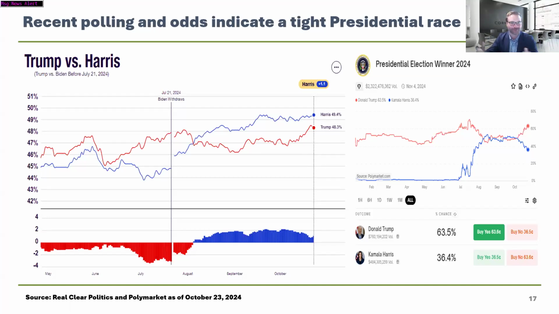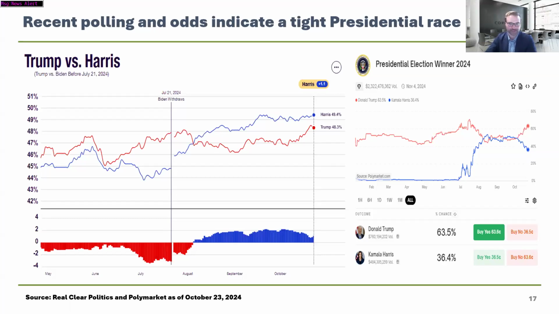So it's a global phenomenon, and we've pulled in some polling data and some data from the odds markets as of a couple of days ago. I think these have even changed since I put these slides together, but it's a very tight race, with a lot of uncertainty around who's going to win the White House. It slightly favors Harris in the Real Clear Politics polling. If you look at the odds market, it's a little bit more favorable at the moment for former President Trump.